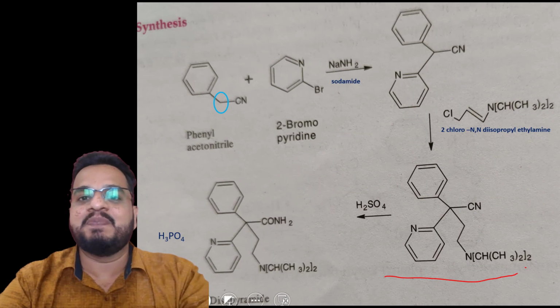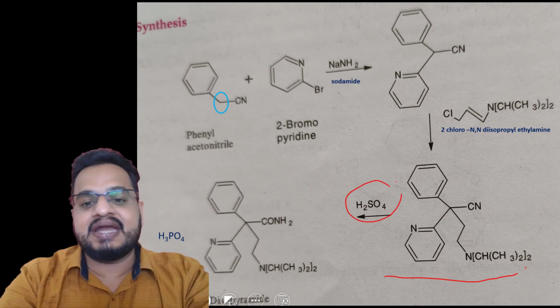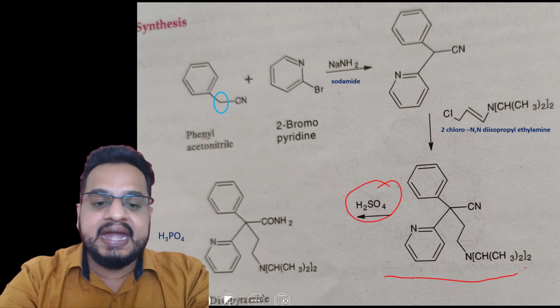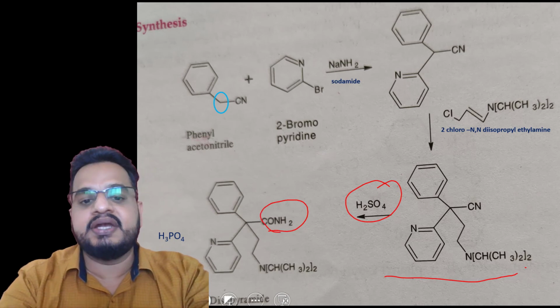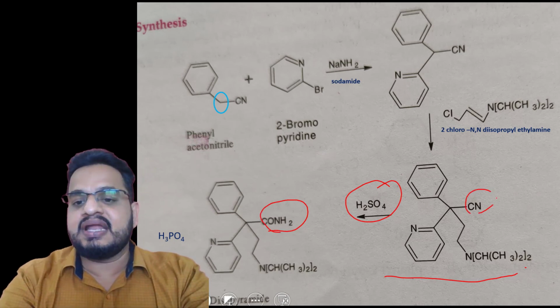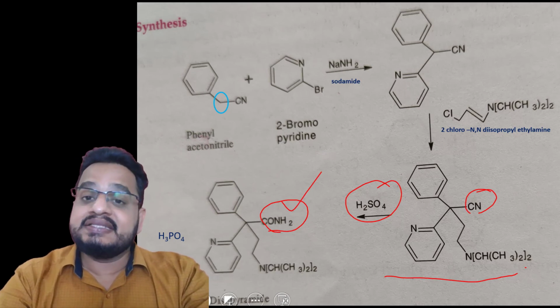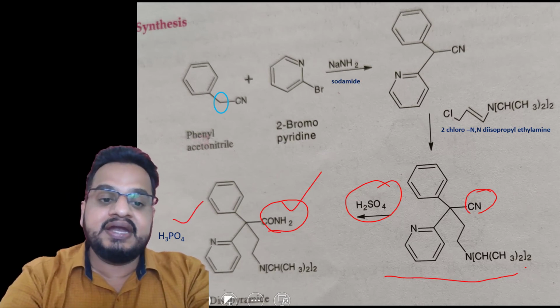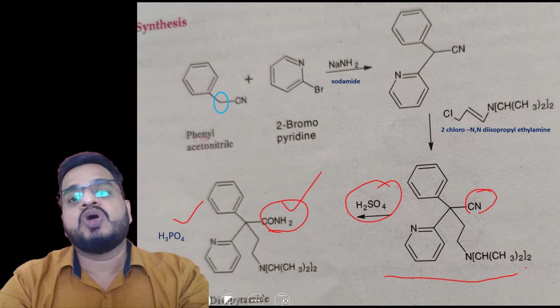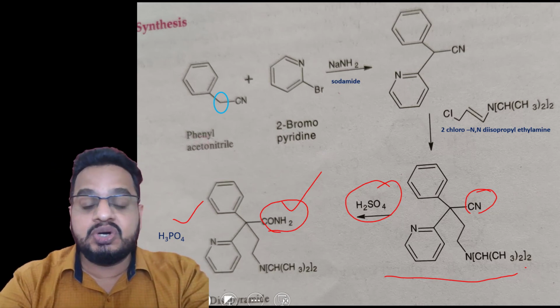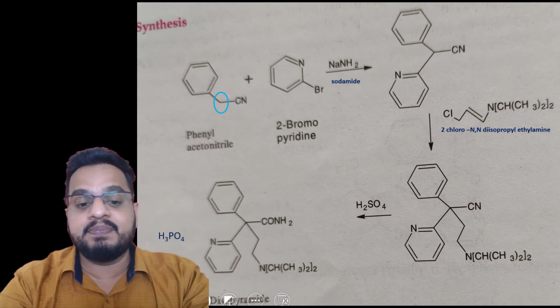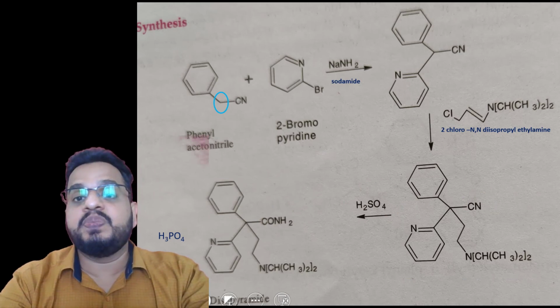Once you get this addition compound, it is reacted with sulfuric acid and the compound is converted into amide. So this is the nitrile group, and the nitrile group is converted into amide. And this amide, when reacted with phosphoric acid, you will get the phosphate salt. So this is your final compound. What is the final compound? Diisopyramide.